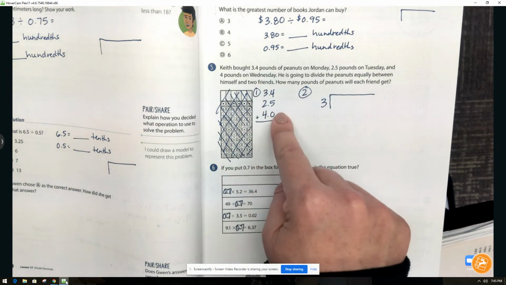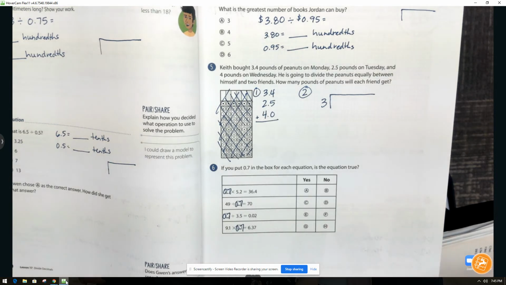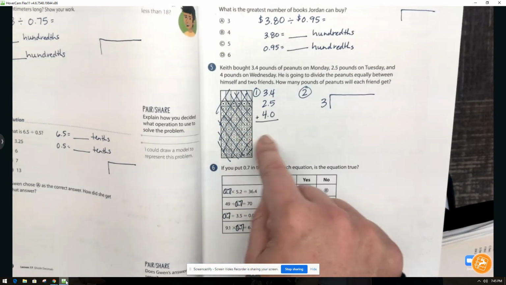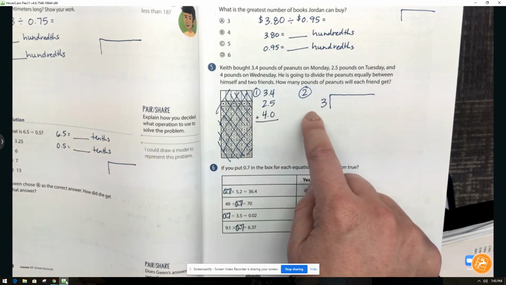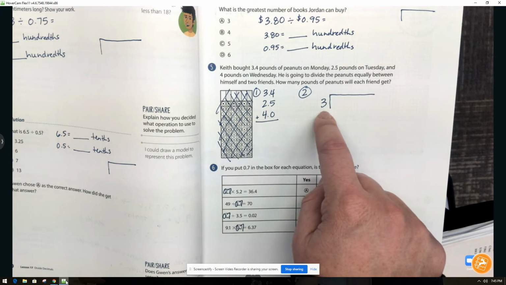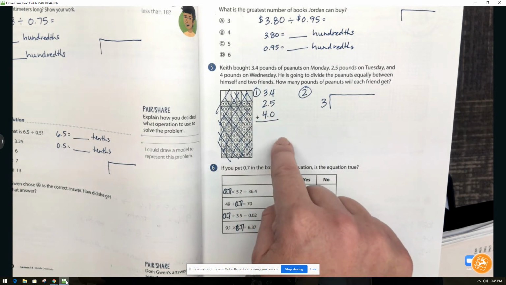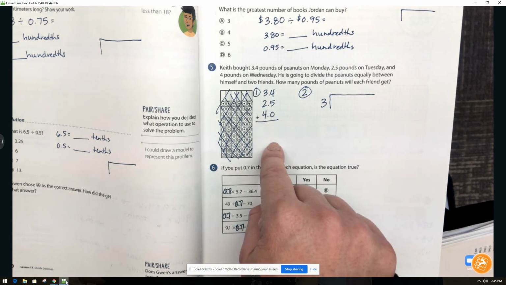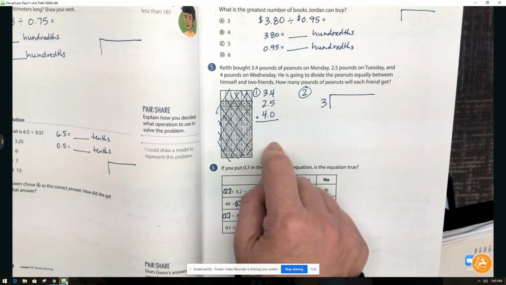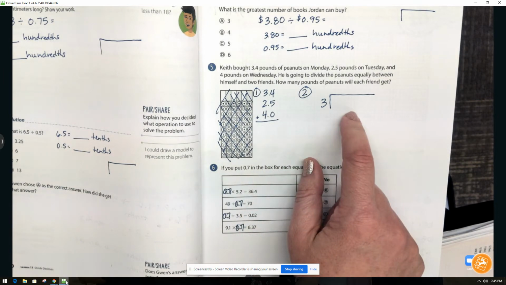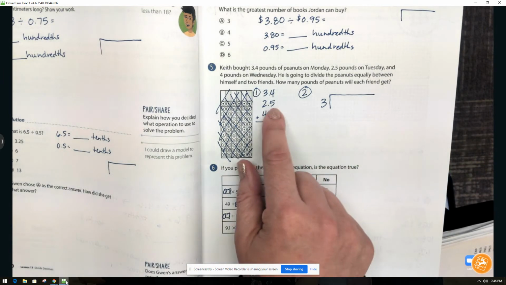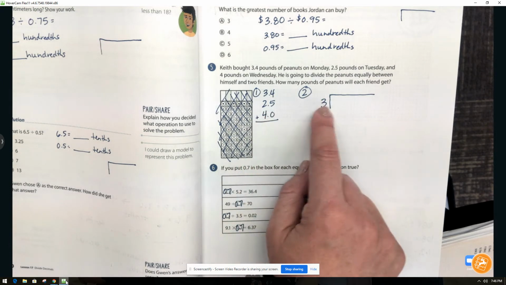So the first step is you need to figure out how many pounds of peanuts you have. So you need to add up all those pounds of peanuts. Then you need to divide those peanuts amongst the 3 friends. But remember that you're going to get a decimal here. You need to change that decimal into tenths. So you need to change both of these numbers.